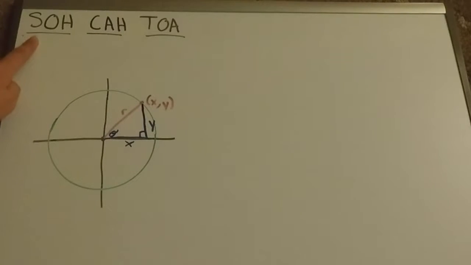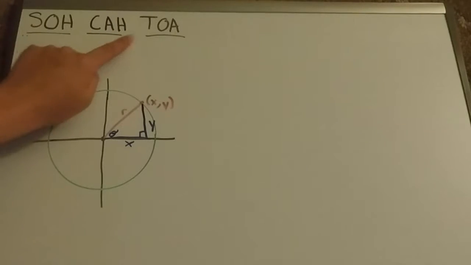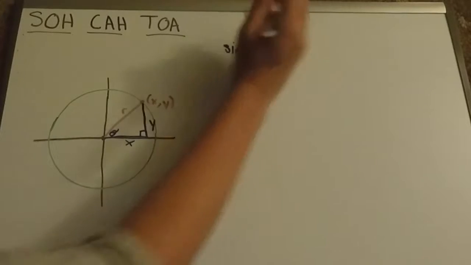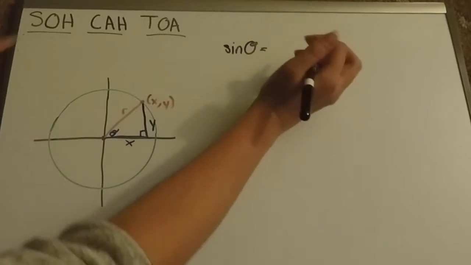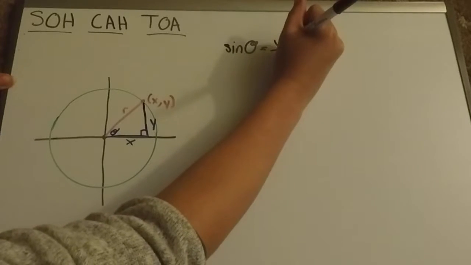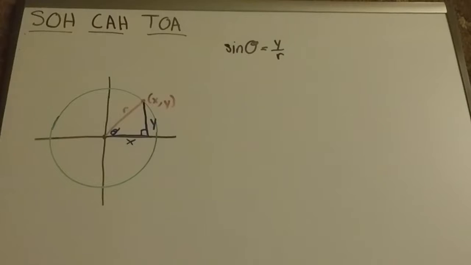Now we also know that sine is equal to the opposite over the hypotenuse, and the hypotenuse is also the radius. And then we also know that cosine is adjacent over hypotenuse, and that tangent is opposite over adjacent. Now, going back to this property that we already know, we can say that sine of theta, which is this angle, is equal to its opposite, which is y, over the hypotenuse, which is r. So we know that sine of theta is equal to y over r.